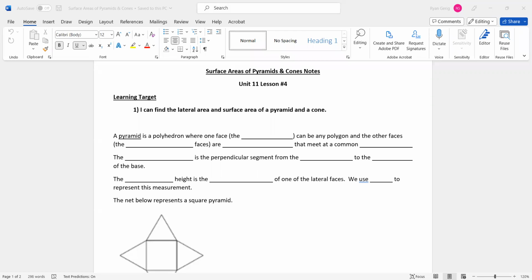A pyramid is a polyhedron where one face, the base, can be any polygon, and the other faces, the lateral faces, are triangles that meet at a common vertex.